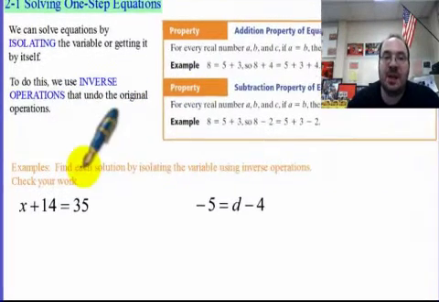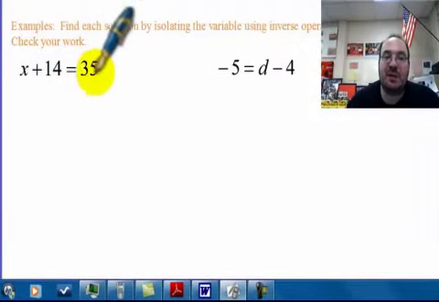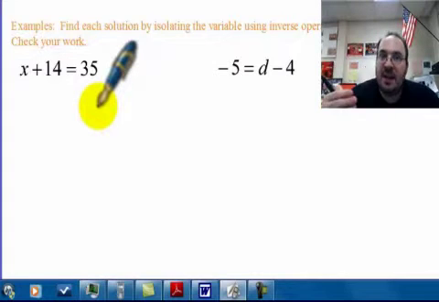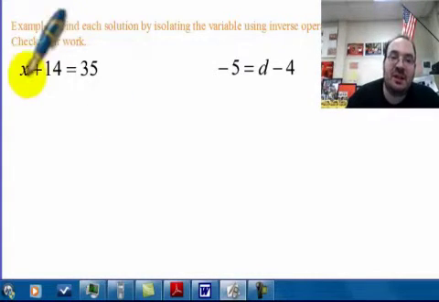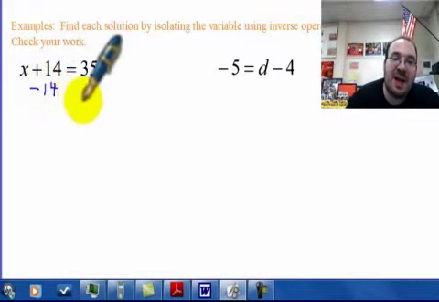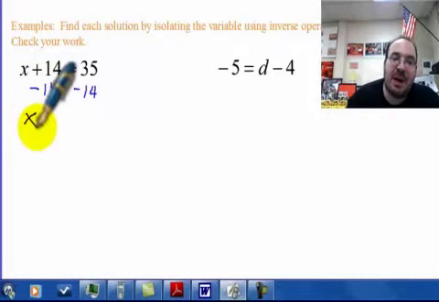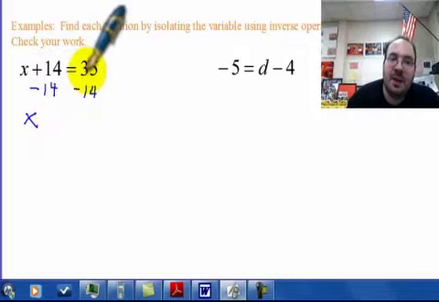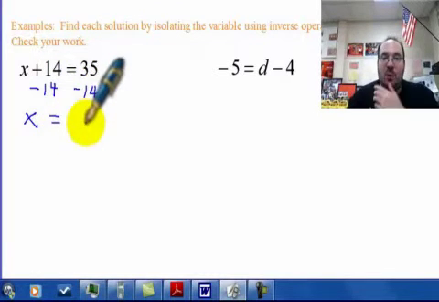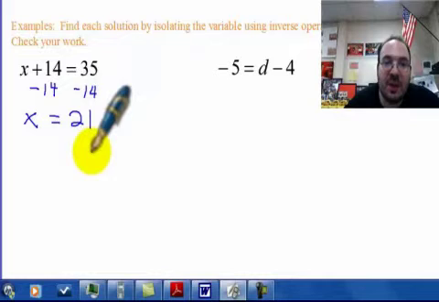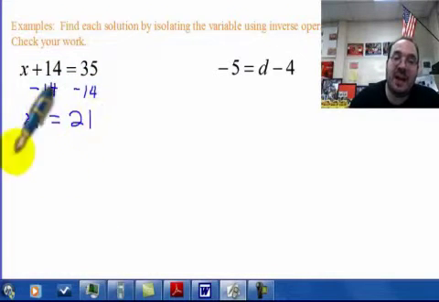So for example, x plus 14 equals 35. What's the opposite of x plus 14? X minus 14. So I can do that to both sides without changing this relationship. So I get x by itself because plus 14 and minus 14 cancel. And then 35 minus 14, well, I think that's going to be what? Is that going to be 21? I believe so. So I think that x equals 21.